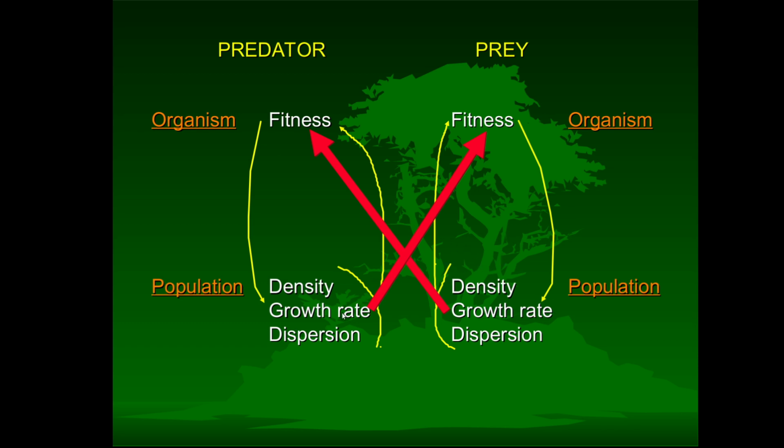And there's a feedback between properties of the population and fitness of organisms in both populations. Increase in density of the predator population causes a reduction in fitness of the prey. Increase in density of the prey population causes an increase in fitness of the predator. That's the plus and minus. So those are the two assumptions of the Lotka-Volterra equations for the predator-prey dynamic. Remember, in the competition equations, the effect on fitness was different. Increase in the density of either population caused a reduction in fitness of organisms in the other population.